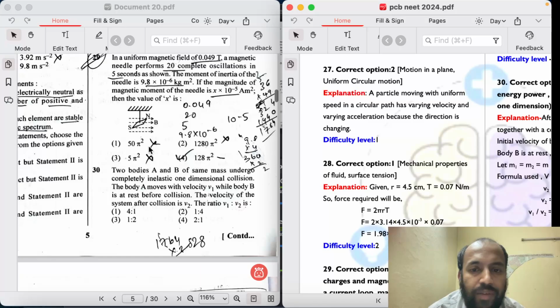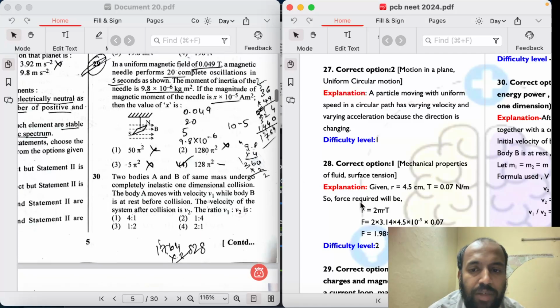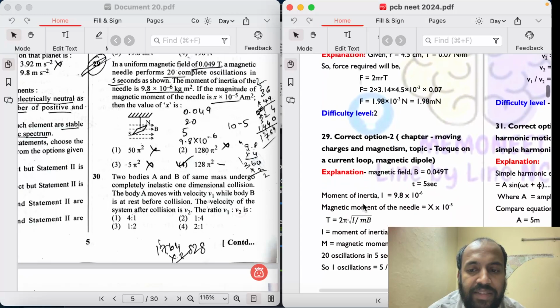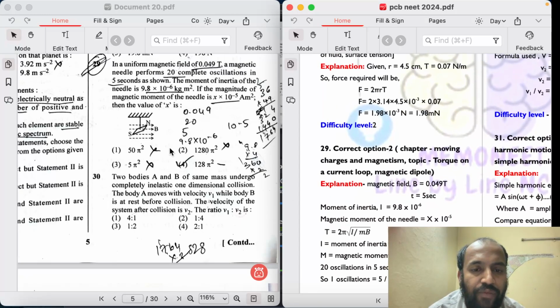Next we have question number 29, and let's look at it. It has a direct formula to it. In a uniform magnetic field of 0.049 Tesla, a magnetic needle performs 20 complete oscillations in 5 seconds. So you can easily find out the time period. It's 20 oscillations in 5 seconds, which means it will be 1/4 of a second for one oscillation, so that's the time period. The moment of inertia is given, and the magnitude of the magnetic moment you need to calculate in terms of 10 to the power minus 5.